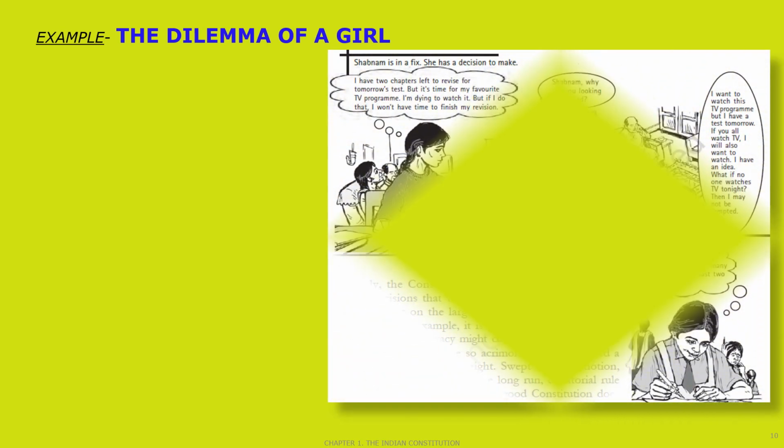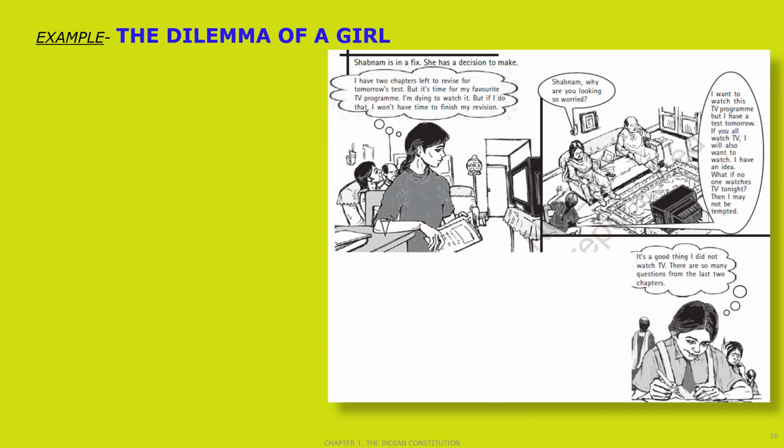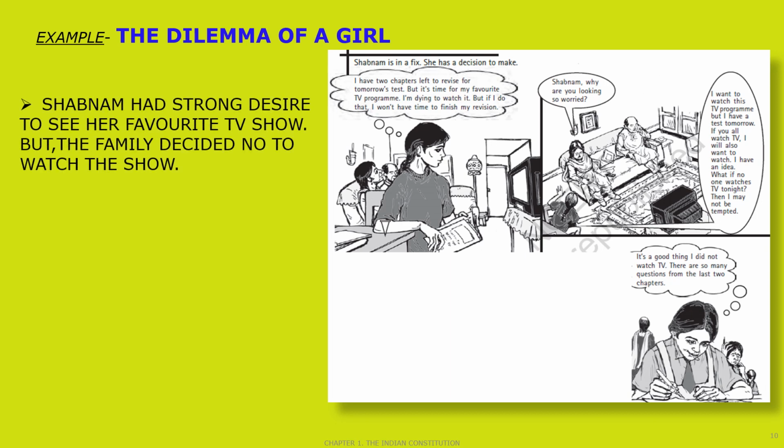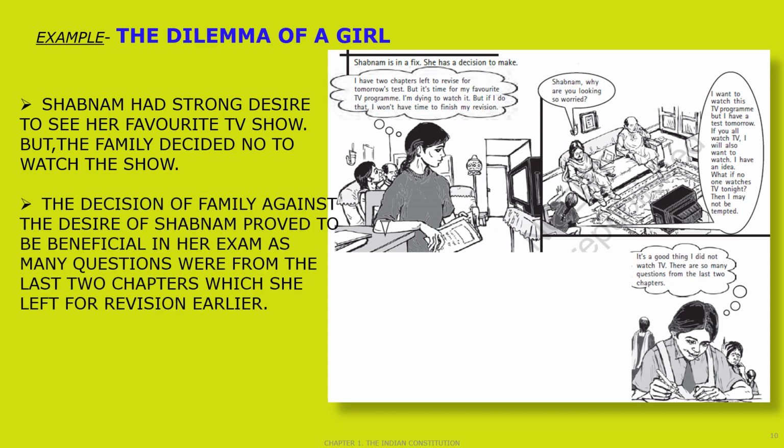Here we have another example for better understanding: the dilemma of Sabnam. She had a strong desire to see her favorite show, but the family decided not to watch the show. The decision of the family against the desire of Sabnam proved to be beneficial in her exam, as many questions were from the last two chapters which were left for revision earlier.